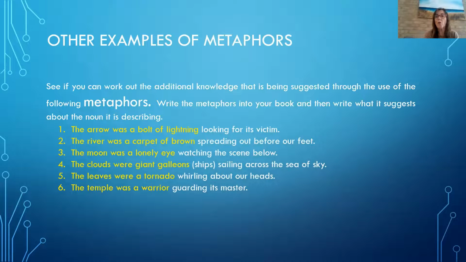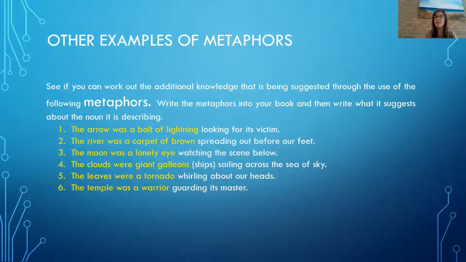The arrow was a bolt of lightning looking for its victim. The river was a carpet of brown spreading out before our feet. The moon was a lonely eye watching the scene below. The clouds were giant galleons, which means ships, sailing across the sea of sky. The leaves were a tornado whirling about our heads. The temple was a warrior guarding its master.